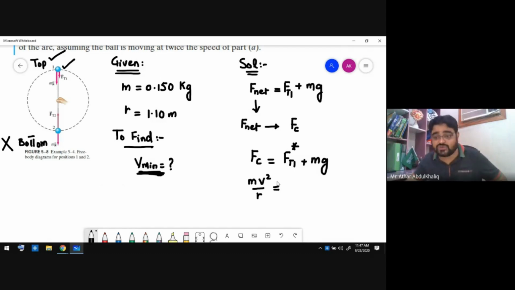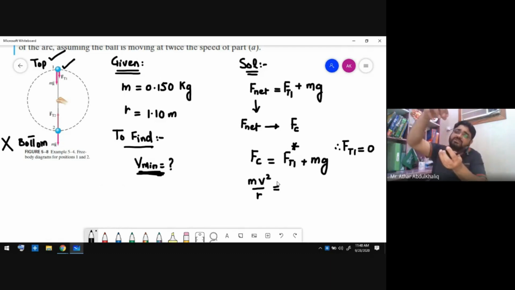So for minimum velocity, can I approximate the force of tension in the string to 0? I told you if the velocity is minimum, the tension in the string will be minimum, and if we reduce that velocity after that point, it will fall down. It will not keep to the circular path. So I will consider this tension in the string to be 0. So put 0 here, or don't need to put it here, only write mg.